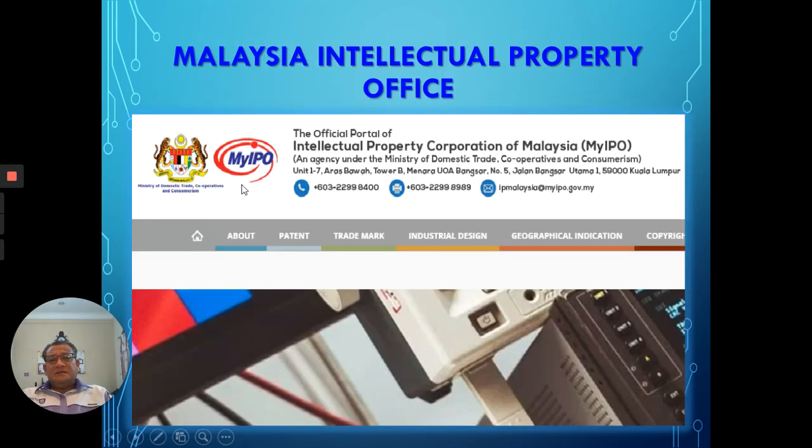In Malaysia, the patent office is known as MyIPO, Malaysia Intellectual Property Office. You can go to its website, and you can click many patents, also available, patented by Malaysian inventors at MyIPO, particularly the Malaysian newly invented products.